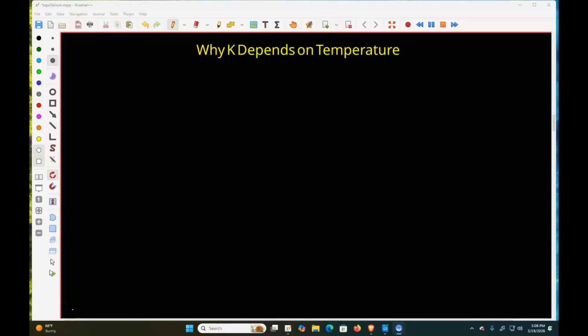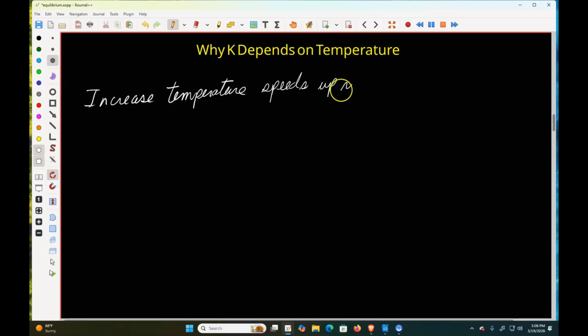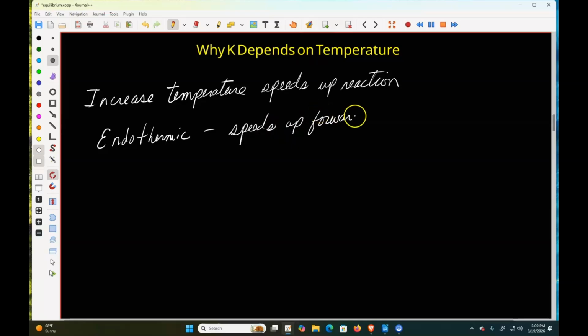Okay, why K depends on temperature. You probably already know that if I increase the temperature, it'll speed up a reaction. But which way? If it's an endothermic reaction, it speeds up the forward. If it's exothermic, then it will speed up the reverse.